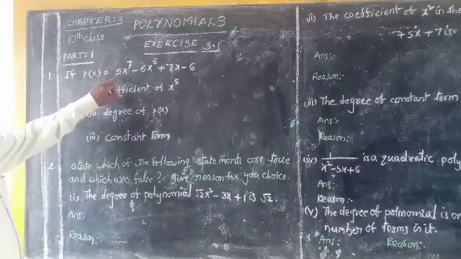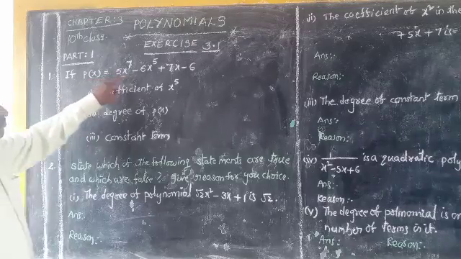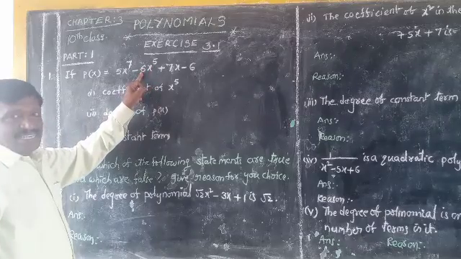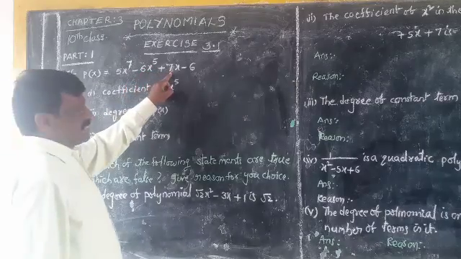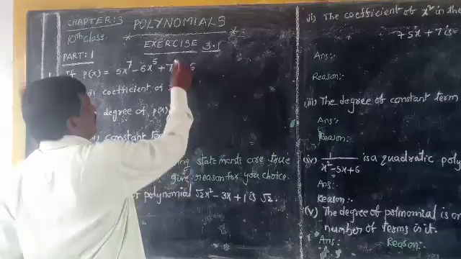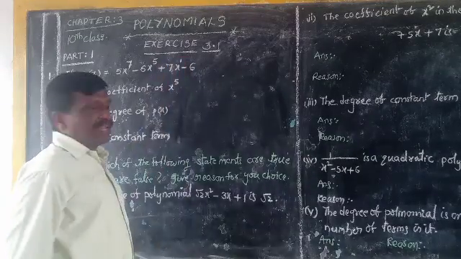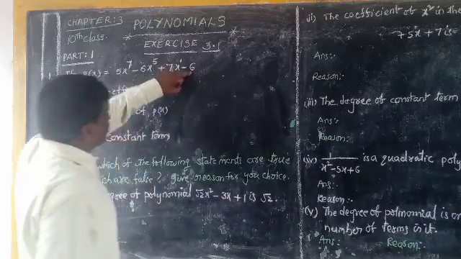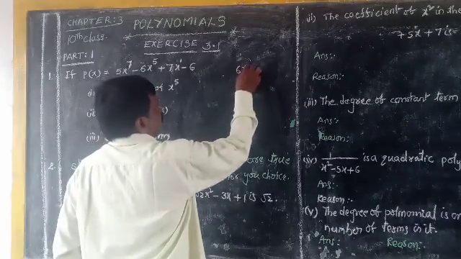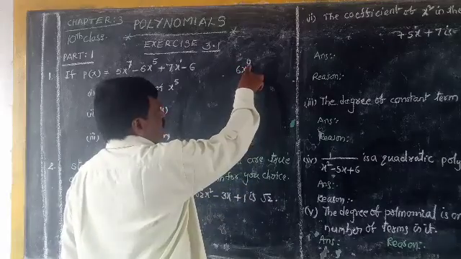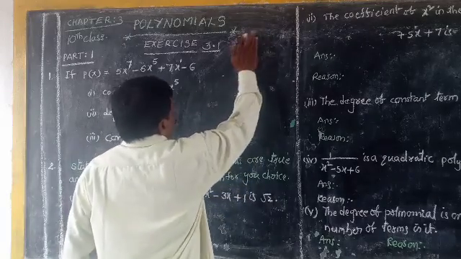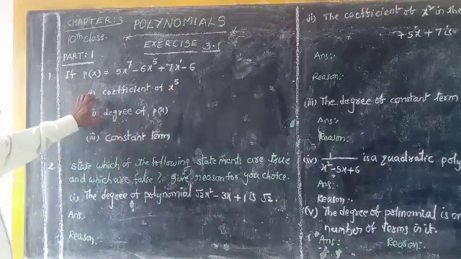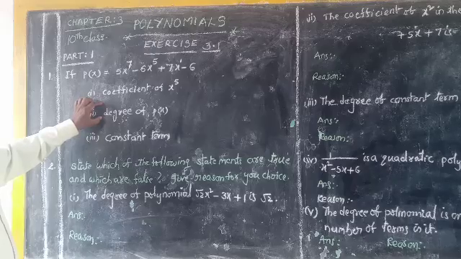Degree is 7, and 5 is the coefficient. Minus 6x to the power of 5: the degree is 5, and minus 6 is the coefficient. Plus 7x: there is no written power, so the degree is 1 and 7 is the coefficient. Minus 6 is the constant term, which is minus 6 x to the power of 0. The degree is 0, the coefficient is minus 6, so minus 6 is the constant term. The constant term has x to the power of 0.